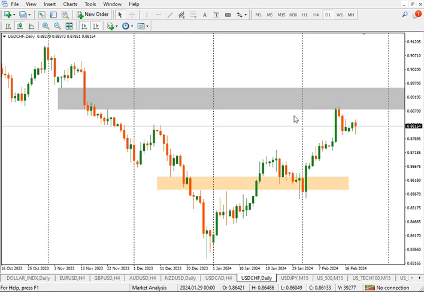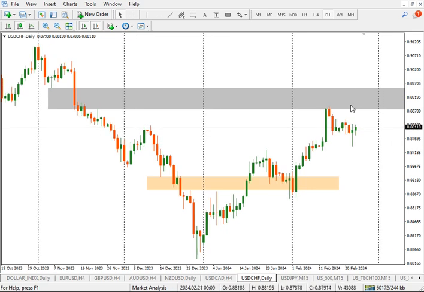We're very much bullish on this pair. So what do we expect? Higher prices. We expect higher prices on this pair. Okay, so that's about that.